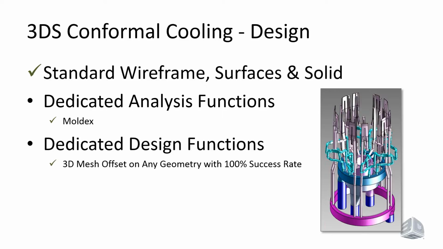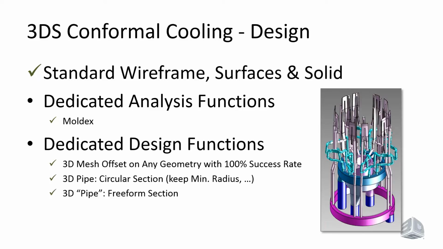And as far as your CAD system goes, it'd be nice to have some dedicated design functions specific to what we're trying to build here. Like, we know we're going to pipe along 3D trajectories. The shape of that pipe may be round, it may be something else. We need to be able to merge that with offset faces. So it's a CAD system that's got some robustness. That is something that's going to be necessary in order to develop a good conformal cooling line.